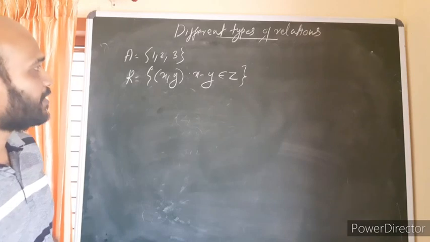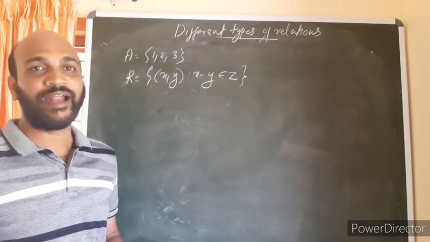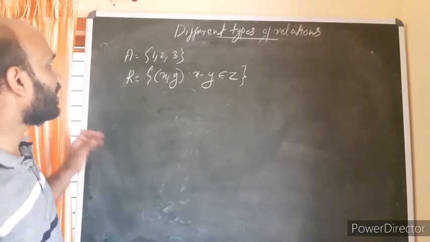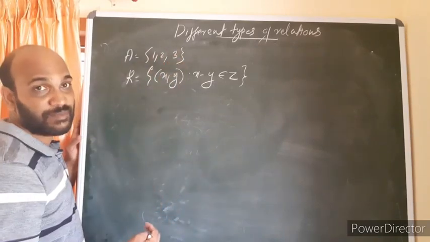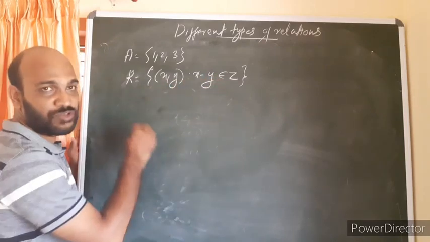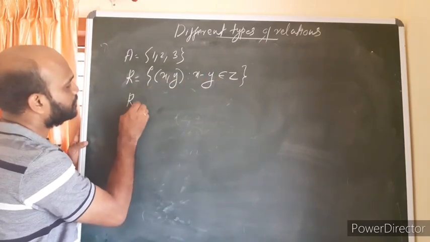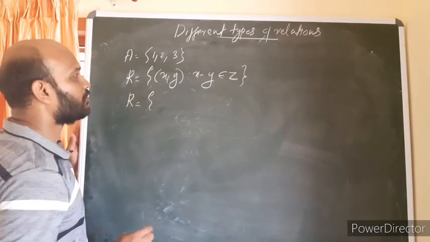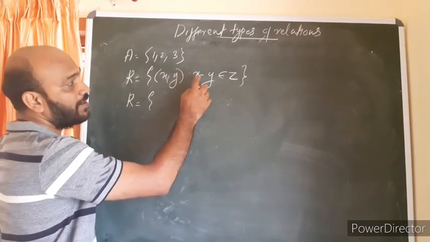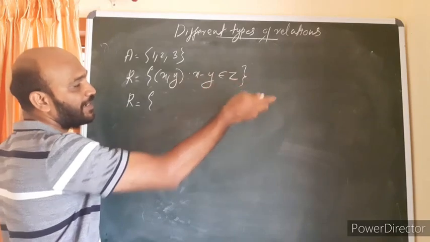Verify whether R is reflexive, symmetric, and transitive. Okay, so A contains only finite elements. So we have to write all elements of R. So we can write elements of R. The condition is this one: x is related to y if the difference between x and y is an integer.